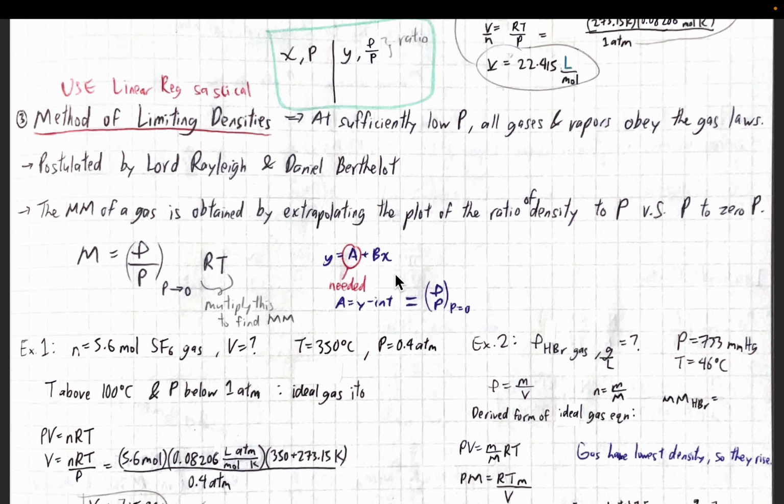Specifically, from this equation, the most important thing is to find A, the y-intercept, because that's exactly this one, the ratio of density to pressure as pressure approaches zero. So you can say, therefore, that the molar mass in method of limiting densities is equal to A RT, literally, such that A is this one. Okay?